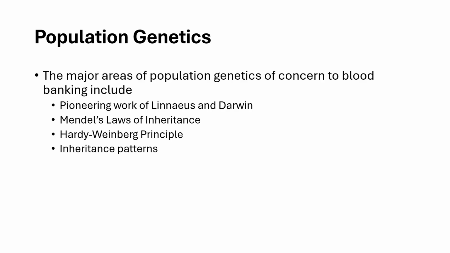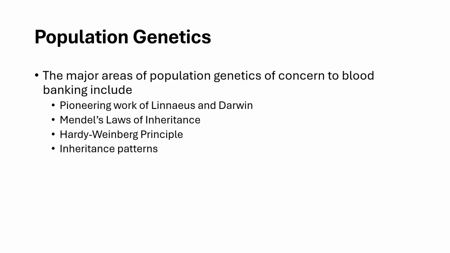Then we move on to Mendel's laws of inheritance. Gregor Mendel established the basic principles of inheritance, including the concepts of dominant and recessive traits, segregation, and independent assortment. These laws are fundamental for understanding how blood group antigens are inherited and can help predict blood type inheritance patterns within families.